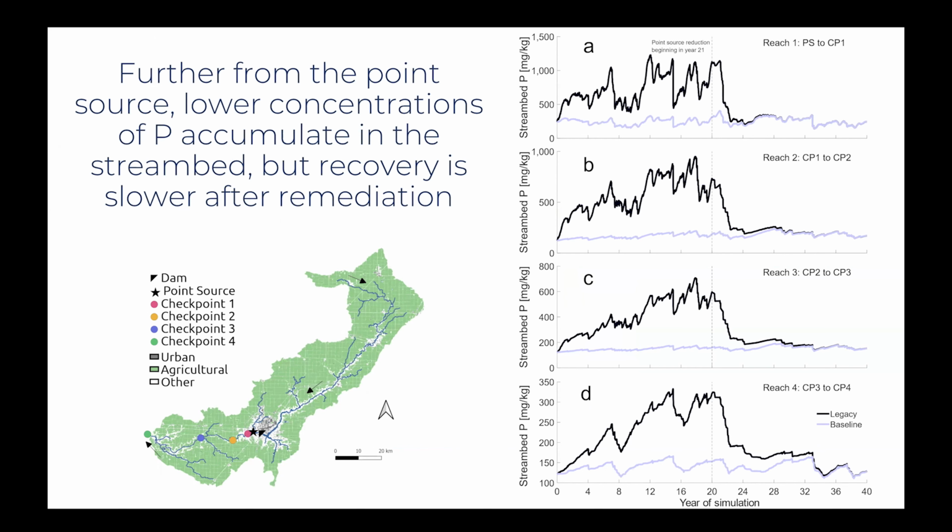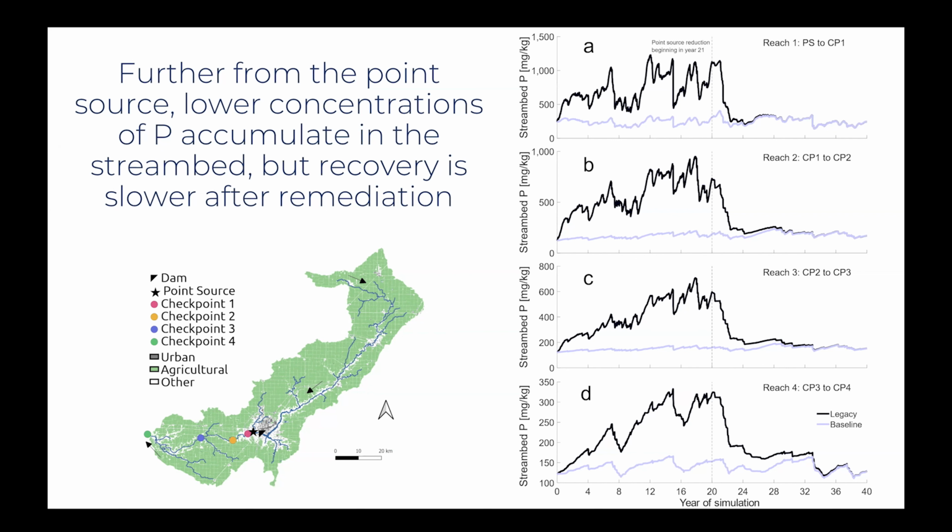And so looking at longer time periods, the first thing we're going to show here is the concentration of phosphorus in the stream bed between these different checkpoints of the river. And the legacy scenario here is shown in dark, and then the baseline scenario is shown in light. And so noting the different scales on the vertical axes here, you see that during the historical period for the legacy scenario, the section of stream bed between the point source and the first checkpoint, which is the top plot, accumulates phosphorus up to a concentration of about 1,200 milligrams of phosphorus per kilogram of sediment.